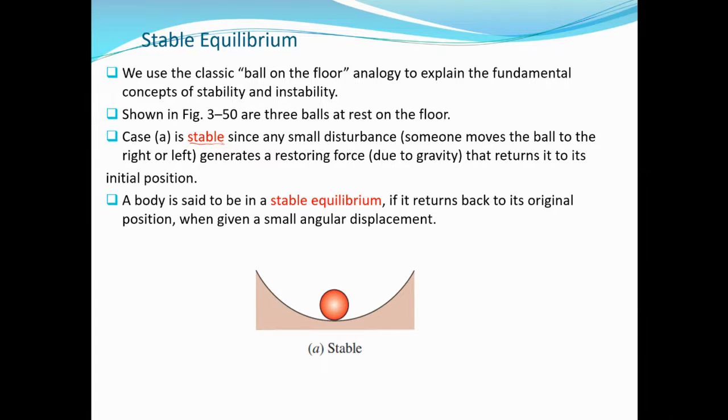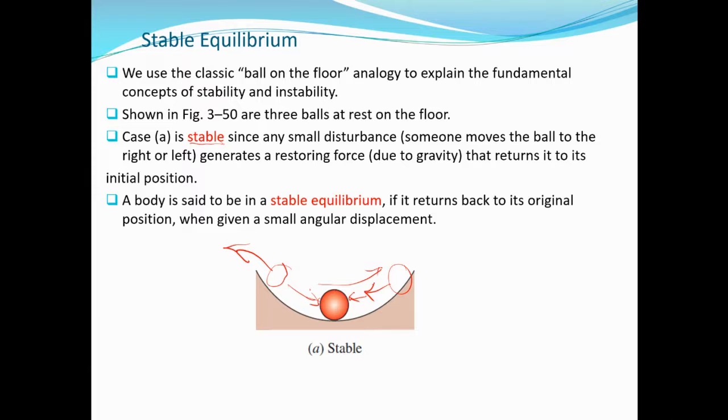This is stable since any small disturbance here, someone can move the ball to the right or left, generates a restoring force due to gravity that returns it to its initial position. When you push the ball this side, it will come back, roll down because of gravity to the initial position. When you push it up this side, it will come back, because of gravity. So at the end, it will always be stable, unless, of course, you push it off this.